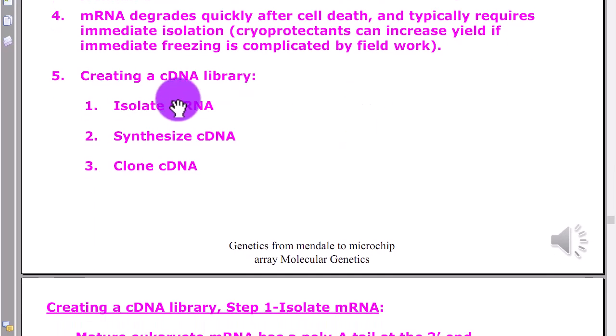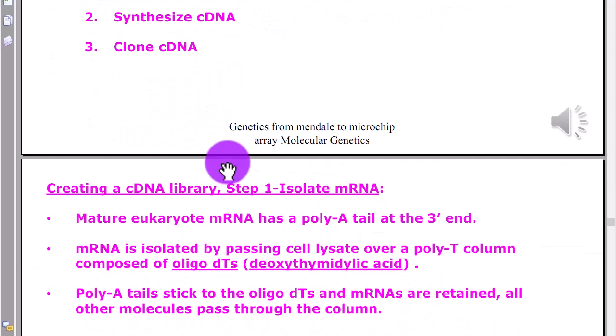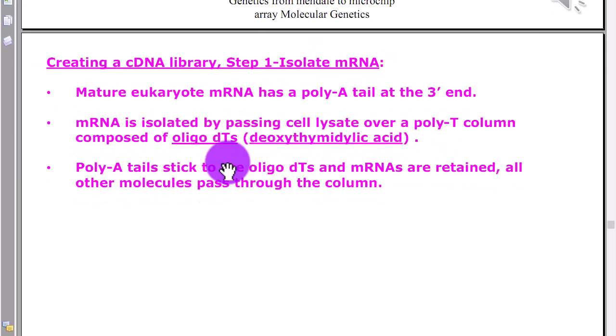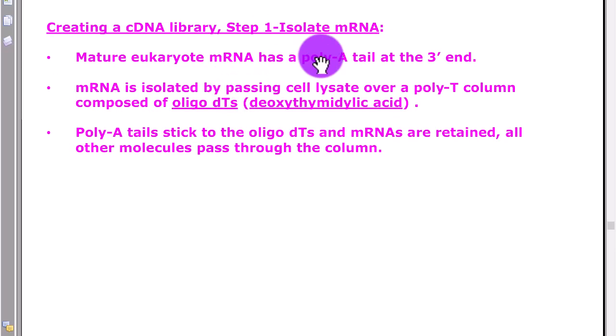Creating a complementary DNA library: isolate messenger RNA, synthesize complementary DNA, clone complementary DNA. Step 1. Isolate messenger RNA. Mature eukaryote messenger RNA has a poly A tail at the 3' end.